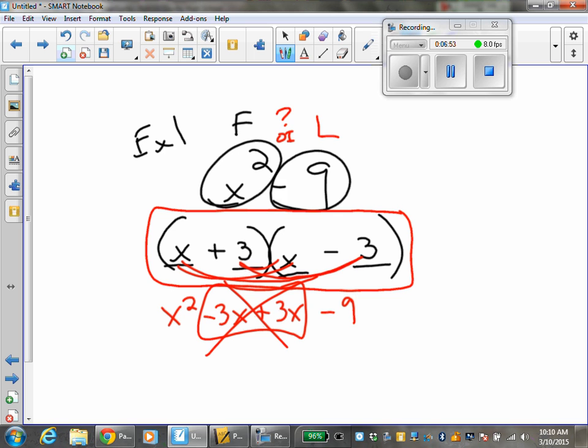And someone said earlier, is the middle always going to cancel on this? And I said, yes, because it's a difference of 2 squares. Okay, it's a difference of 2 squares.